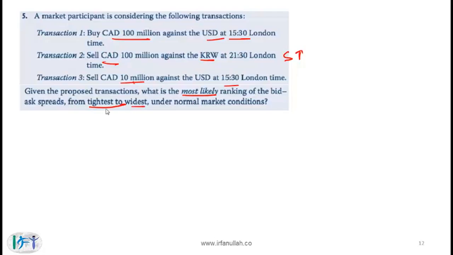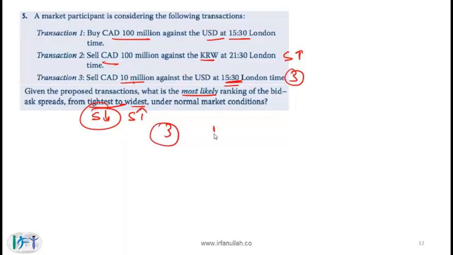So tight means that the spread is low, wide means that the spread is high under normal market conditions. So where will you have the tightest spread? The tightest spread will be transaction 3 because of 3 reasons. A, the timing is when both the US market and the London market, so New York and London, are both open. So that means spreads are low. The currency pair is heavily traded and the transaction amount is relatively low. So the spread is going to be low. So this 3 is going to be the tightest.